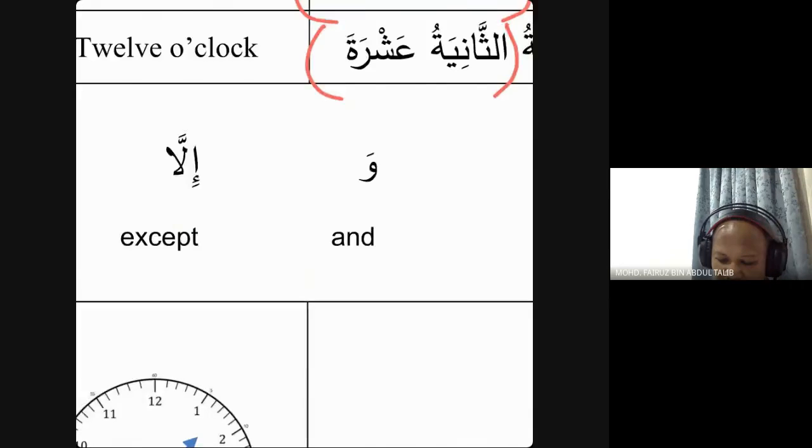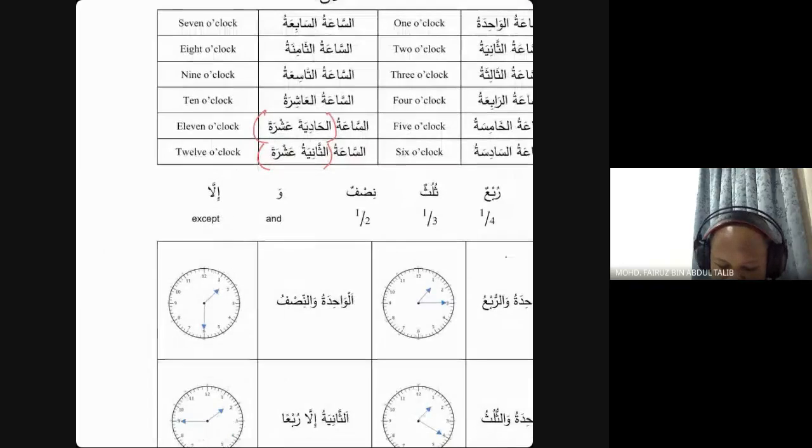So these are the 5 words that we need to know. First, again, I repeat the word. The first word is rubu'un or rubu'. Second word is thuluth. Third word is nisf. Fourth word is wa. And the last word is illa. All right. So let us see. How do we use all these words?